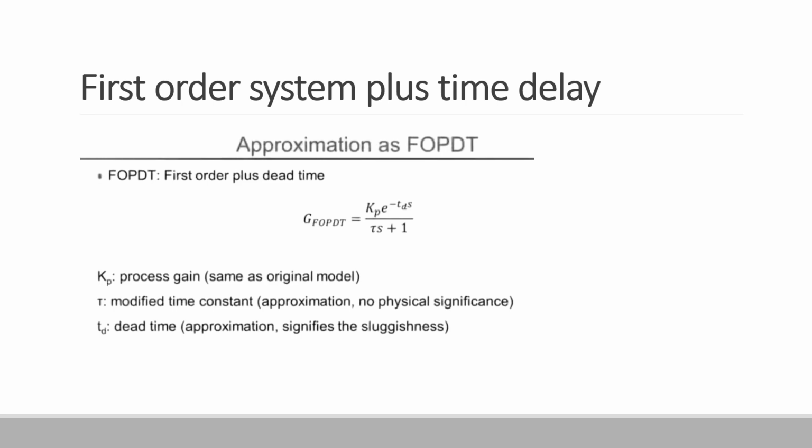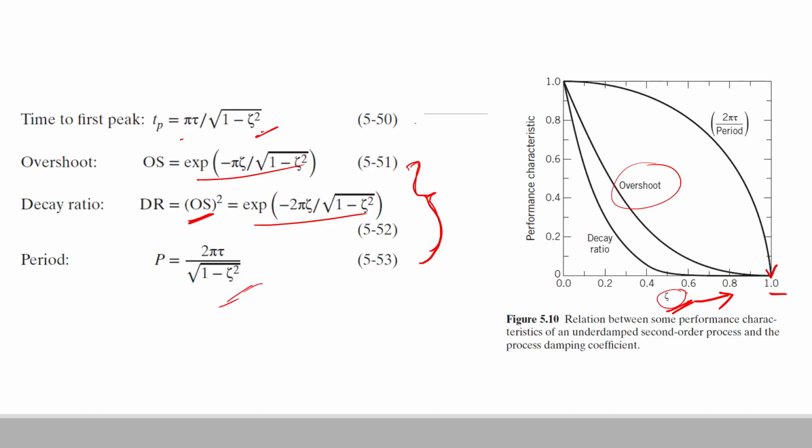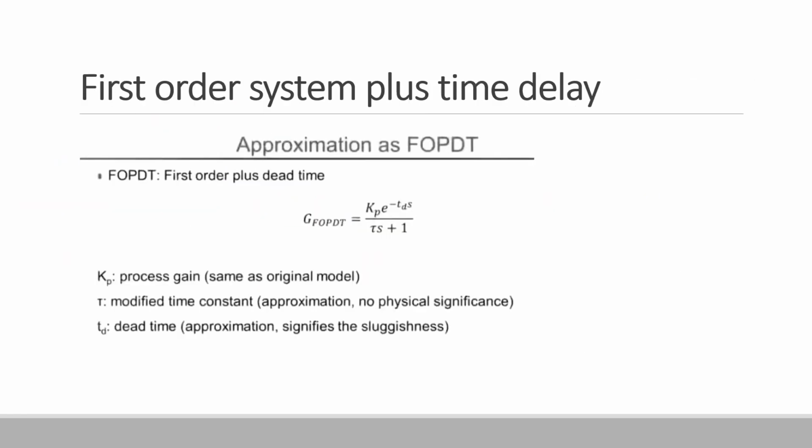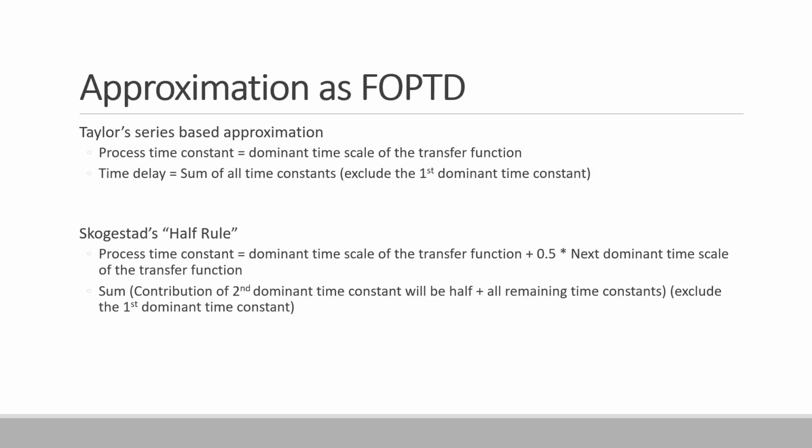Now, until now we studied the response of a second order system, and we studied a few of these characteristics of it. So now we will study this first order system plus time delay, that we also call FOPTD in short form.